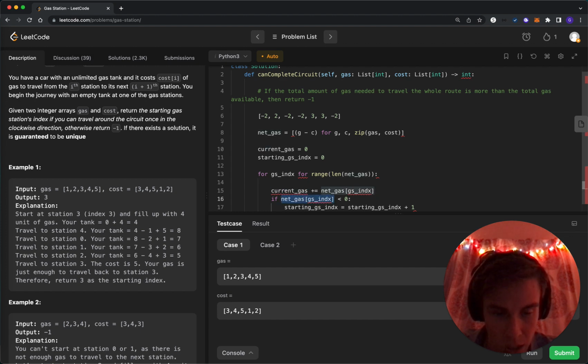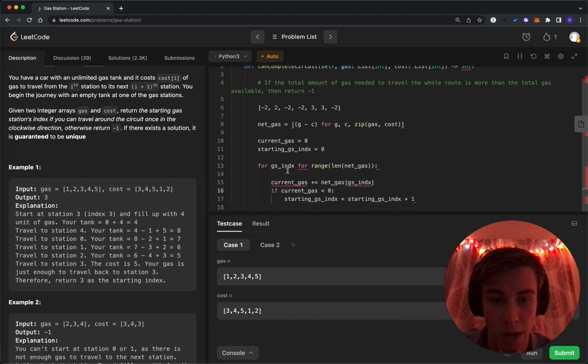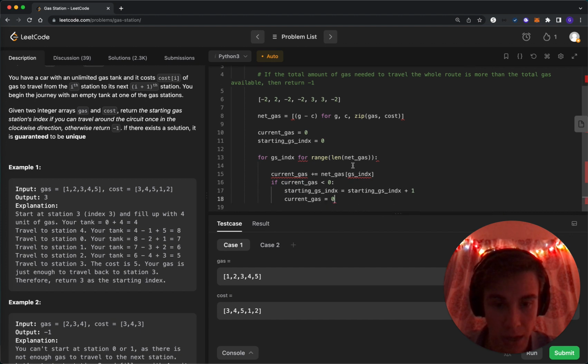And here, this is what I care about. I care about the current gas. So current gas, let's reset the current gas to 0 in the case that we end up not choosing that as the starting point.